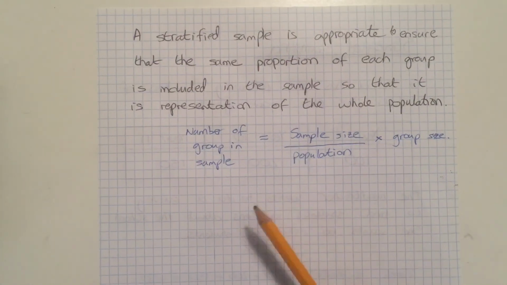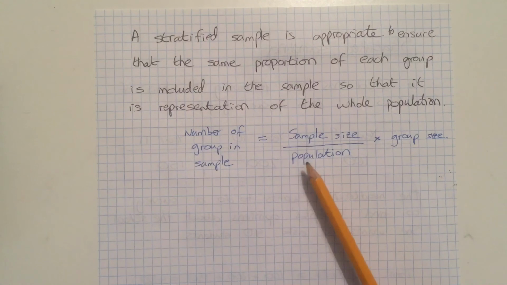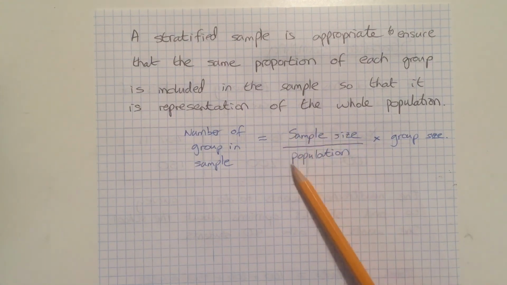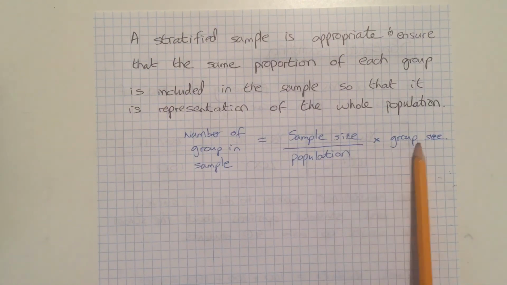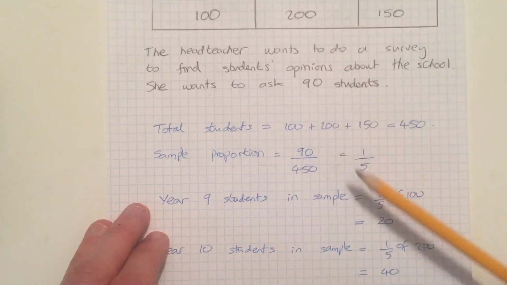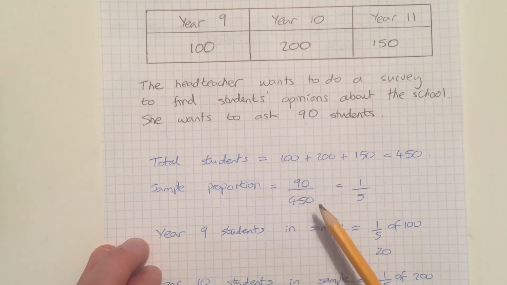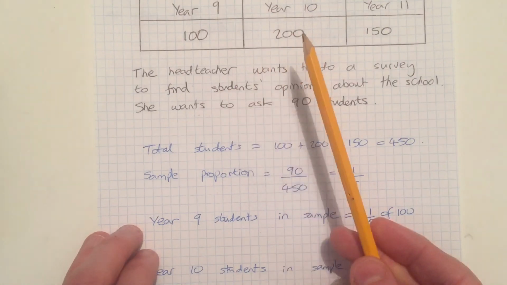And this is the general formula. The number of each group in the sample is equal to the sample size divided by the population times the group size. Basically, this is the fraction that you are going to take and include in your sample times the group size. That's the formula. However, I think it's much easier to think of it in these steps here. Work out the sample proportion, which will be the sample size divided by the total, and then get that fraction. You can simplify it if you want, and then times that by each group size.